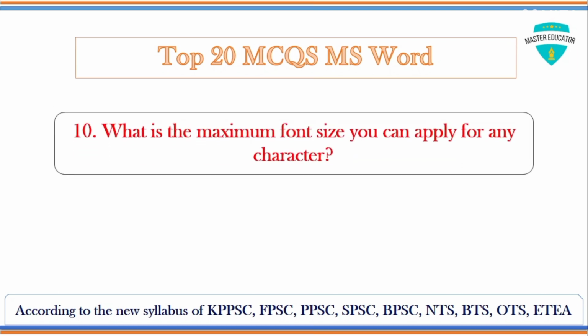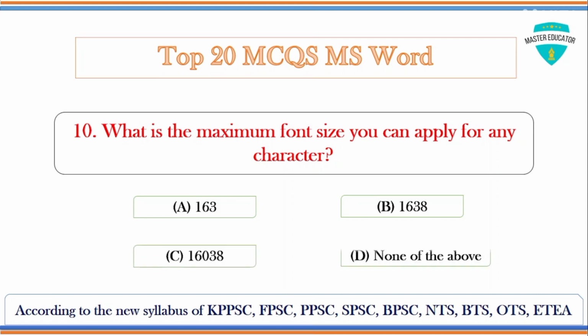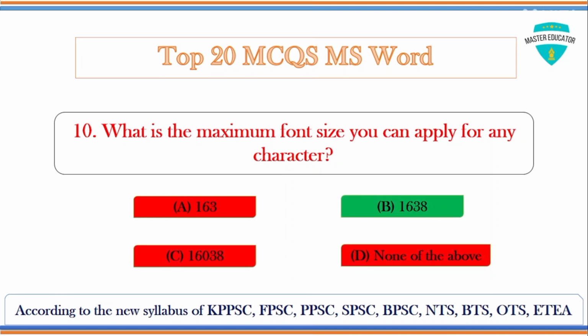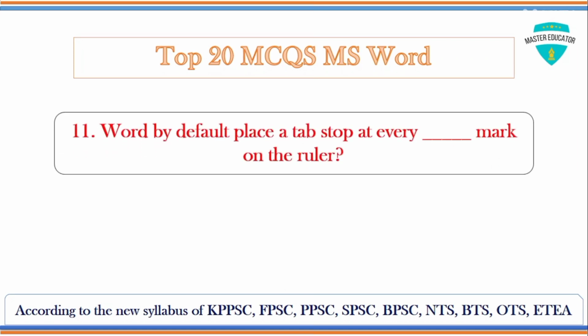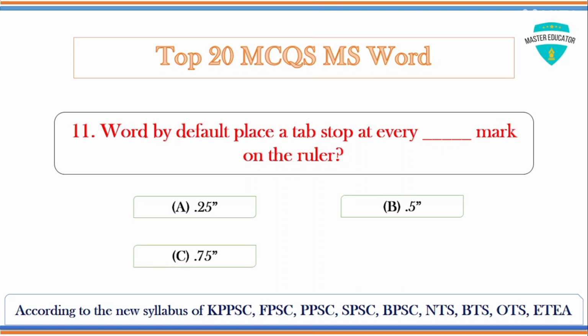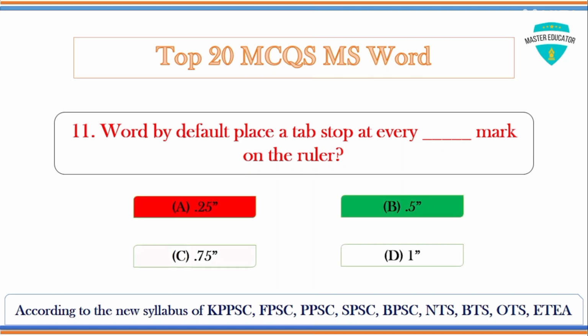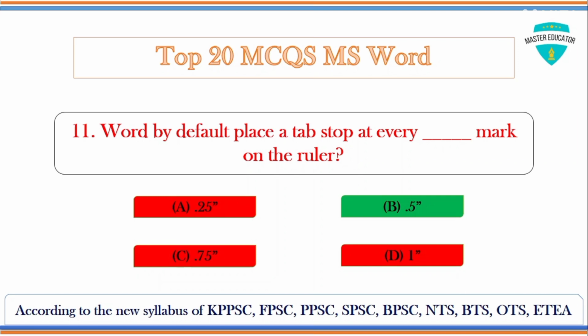MCQ number 10. What is the maximum font size you can apply for any character? Option A 163, option B 1638, option C 16038 and option D none of the above. The correct option is option B, which is 1638. Font size can be applied for any character. MCQ number 11. Word by default places a tab stop at every dash mark on the ruler. Option A 0.25, option B 0.5, option C 0.75 and option D 1. The correct option is option B, which is 0.5.